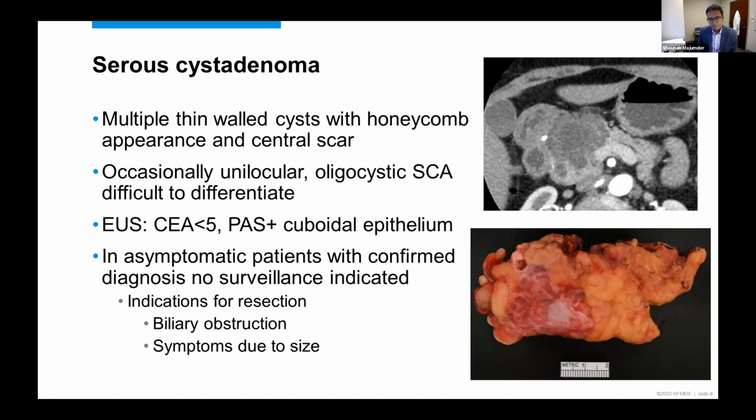And in asymptomatic patients with a confirmed diagnosis, there is no surveillance that's indicated as these are benign lesions. The indications for resection include symptoms such as biliary obstruction. Sometimes these lesions can be really large and cause symptomatic abdominal pain just by virtue of their large size.